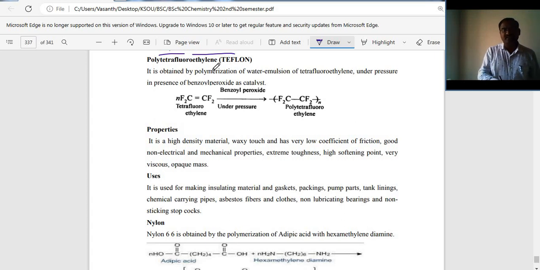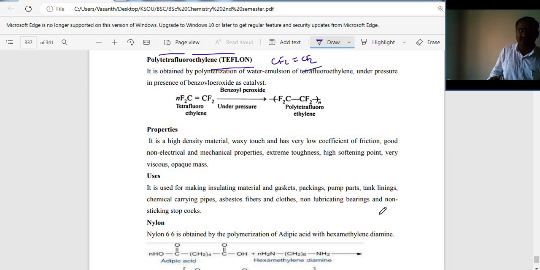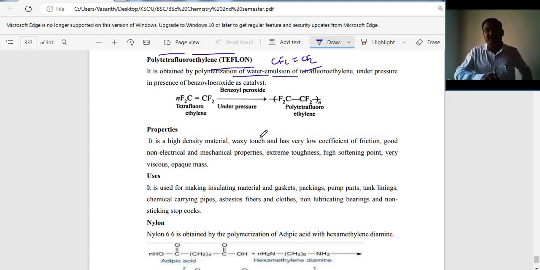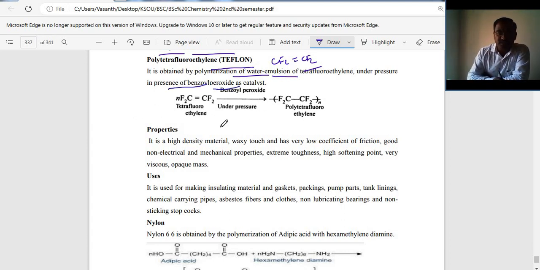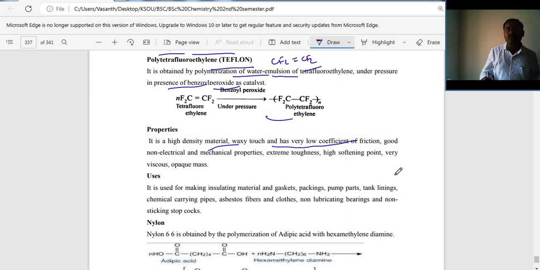Teflon. Teflon here means CF2. It is a monomer of what? Tetrafluoroethene. It is obtained by polymerization of water emulsions of tetrafluoroethylene under pressure in the presence of benzoyl peroxide as catalyst. It is a high density material with a waxy touch and a very low coefficient of friction. Good electrical and mechanical properties.